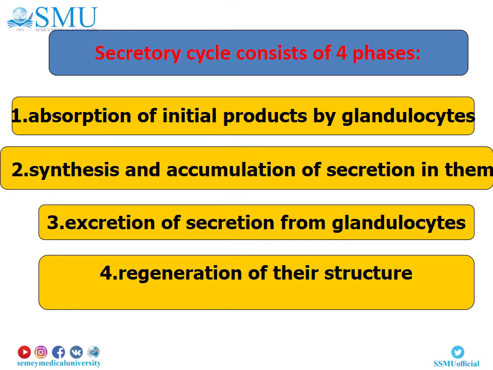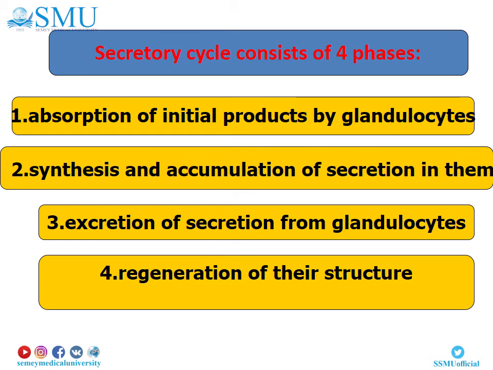Secretory cycle consists of 4 phases. The first phase, absorption of initial products by glandular cells. The second stage, synthesis and accumulation of secretion in them. Third stage, excretion of secretion from glandular cells. And the last stage, regeneration of their structure.